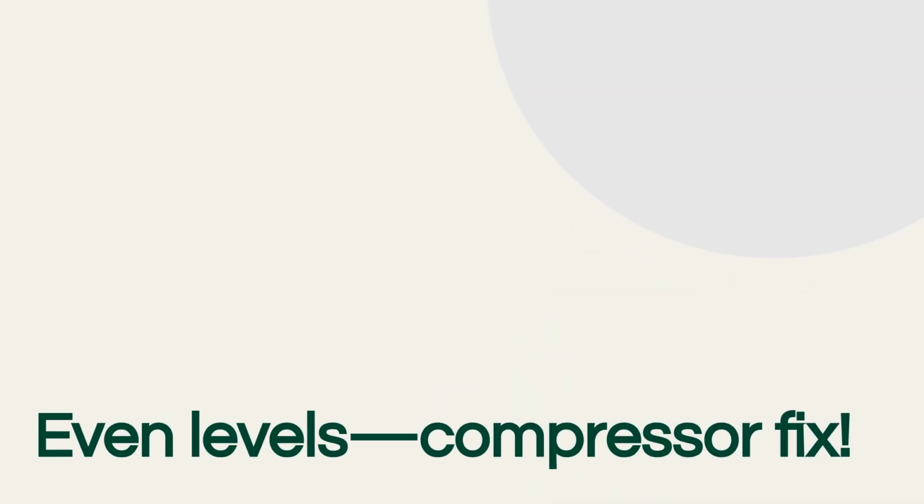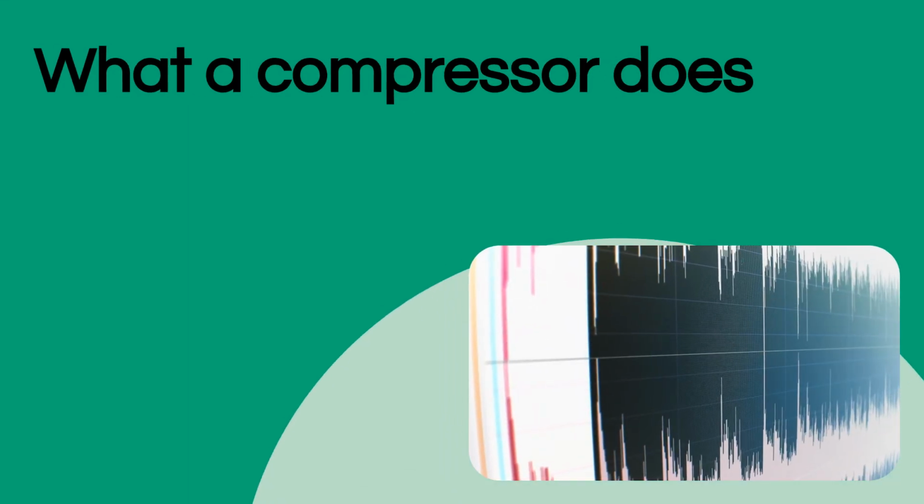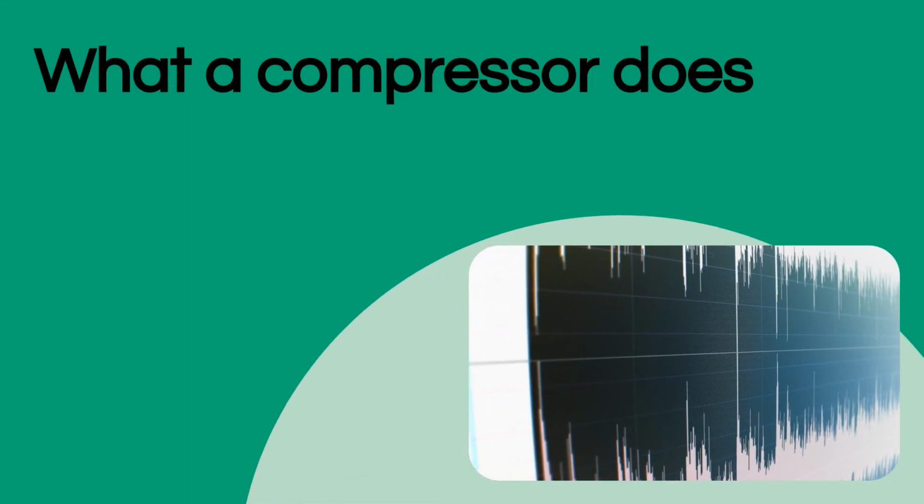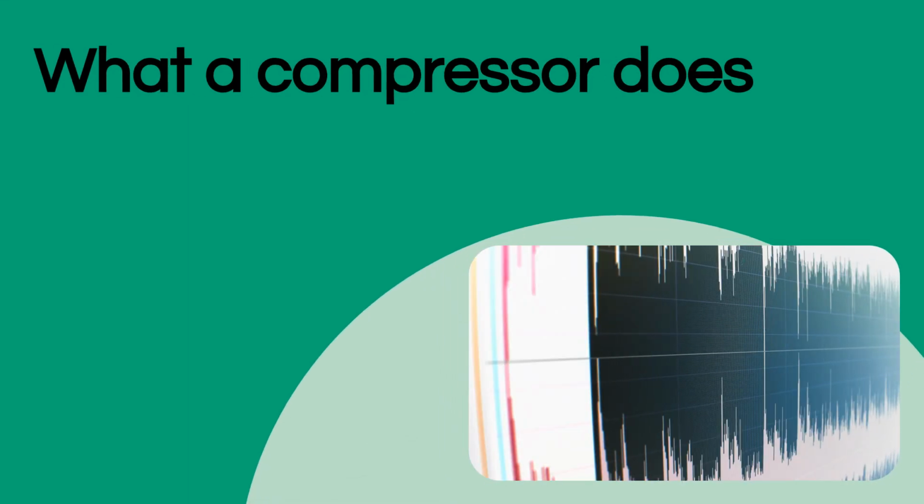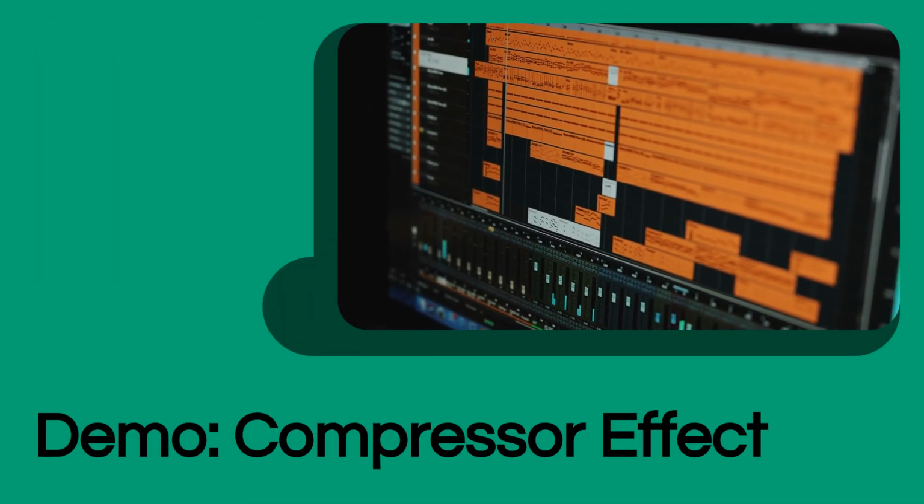Let's start with a hook. Even levels, compressor fix. This is the primary goal of using this effect. A compressor reduces the difference between the loudest and quietest parts of your audio, bringing everything closer together for a smoother sound. Now let's jump into Audacity and see the compressor in action.